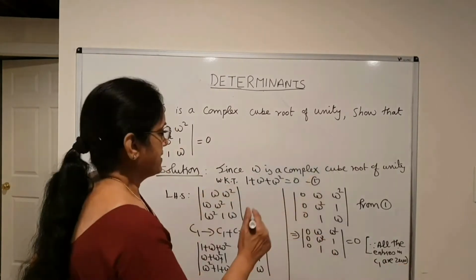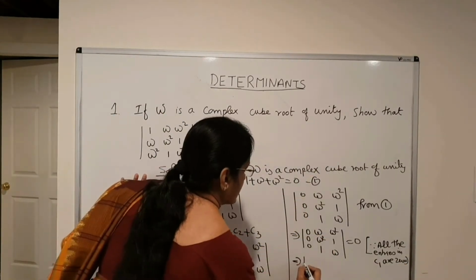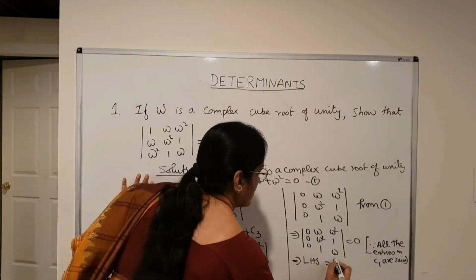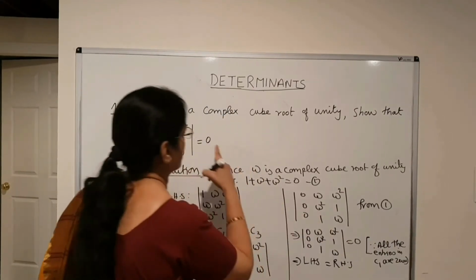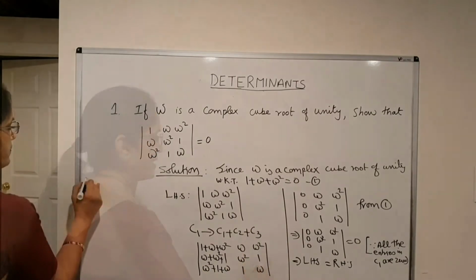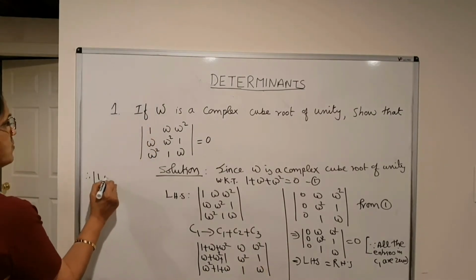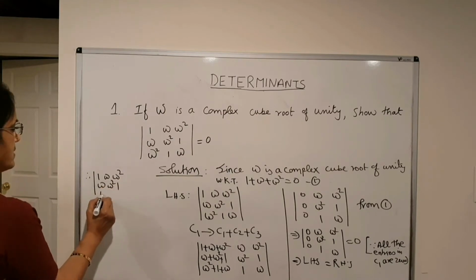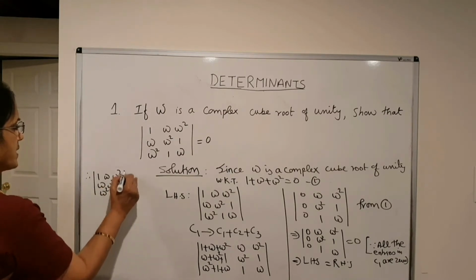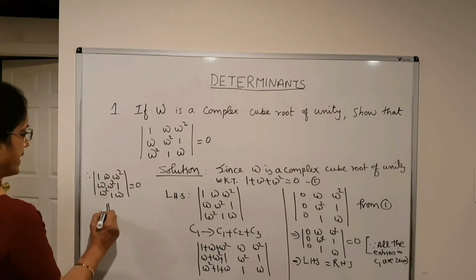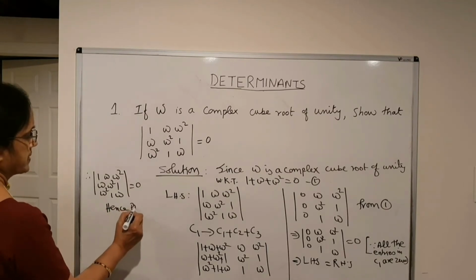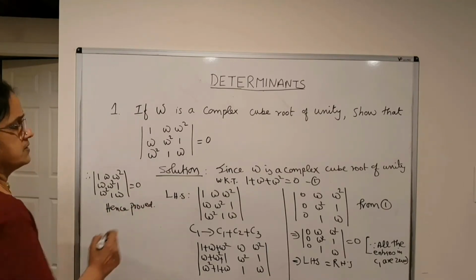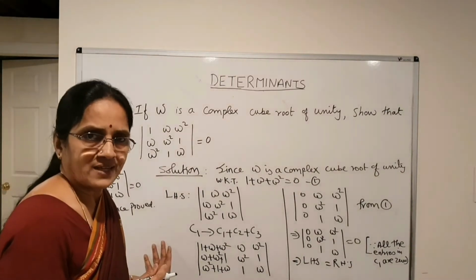So, finally, this implies LHS equal to RHS. That is what you need to prove. Okay, so determinant 1 omega omega square, 1 omega square 1 omega is equal to 0, hence proved. This is how you will be concluding your answer.